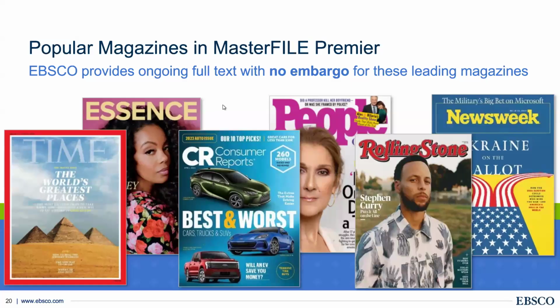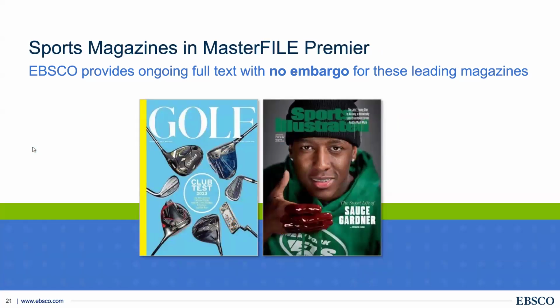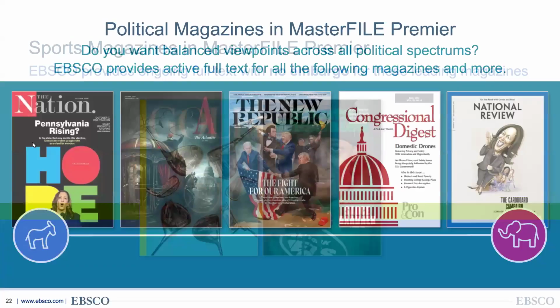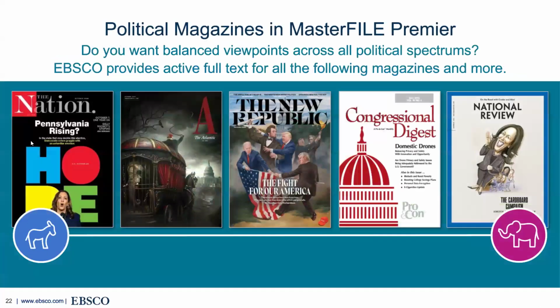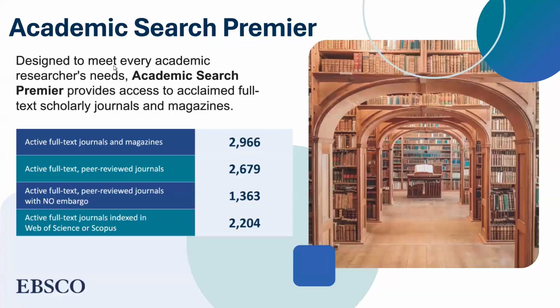Masterfile is the primary database for public library access. So some great titles you'll find in Masterfile include Consumer Reports, Newsweek, Rolling Stone, and some of the similar sports magazines like Golf and Sports Illustrated. And in terms of political magazines, we provide popular titles across the political spectrum, from The Nation through The New Republic to the National Review. You have access to full text for all of these, for balanced viewpoints across the political spectrum.